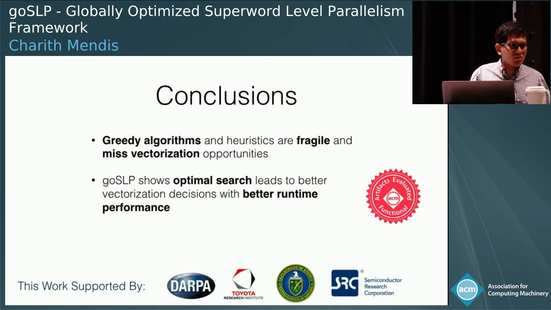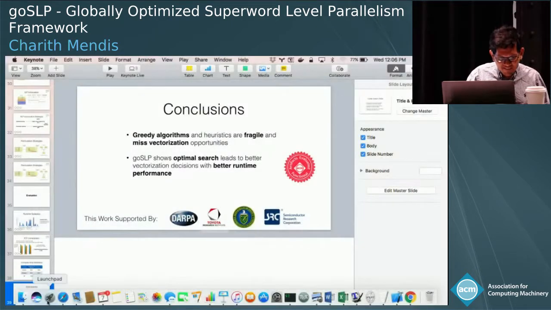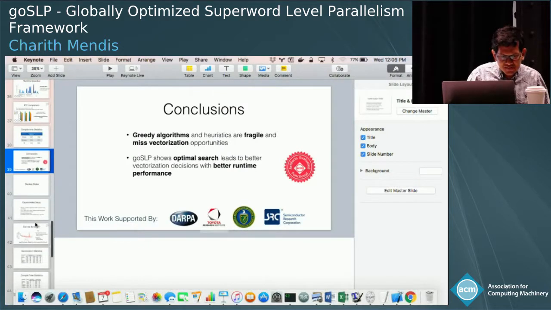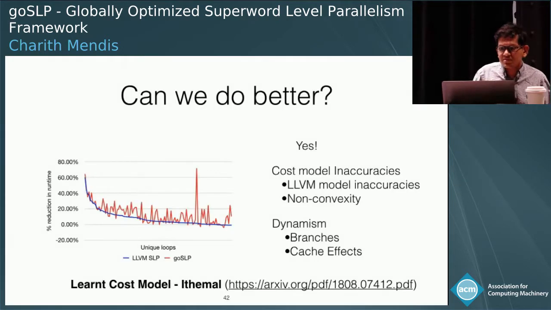Some of your results had a negative. Can you tell me why your algorithm found something worse than the greedy algorithm? Yes, that's a very good question. There's still room for improvement.